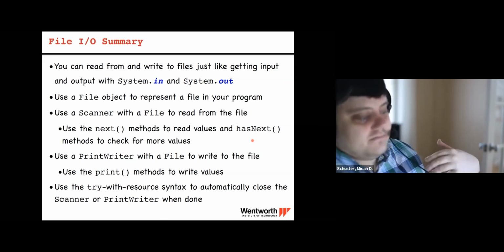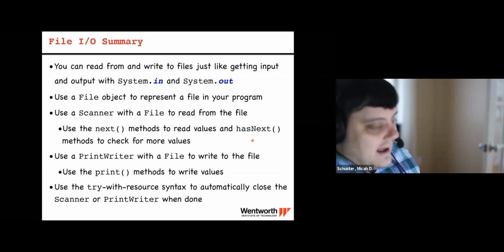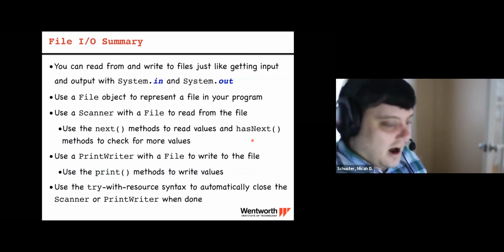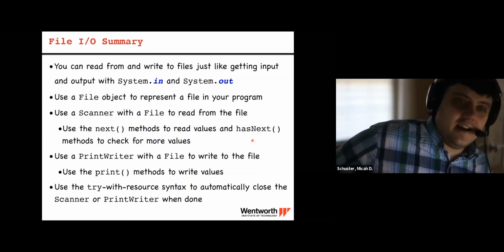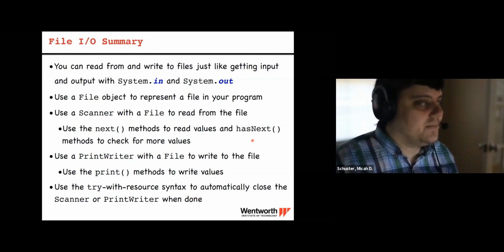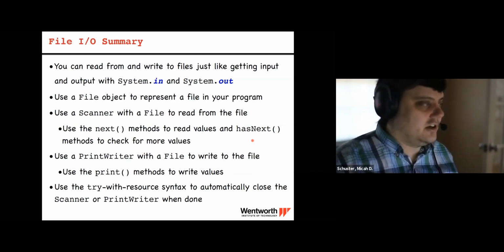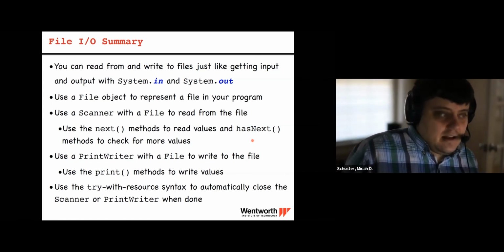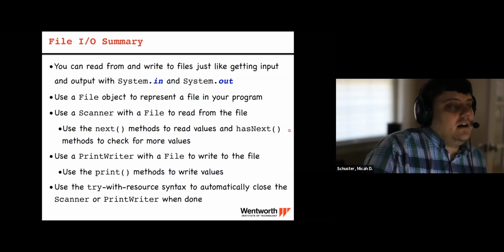The print writer takes the file and allows you to use all your print methods that we've been using. Use the try with resource, that thing that we've been using the whole time, so that you automatically close the scanner or the print writer when the try with resource is done. It's the easiest thing to do, so you don't have to remember to close out the files. As soon as the try with resource is finished, then you're good to go. So file I/O overall isn't too complicated. It's just a little bit of extra syntax to remember when you're reading or writing files.